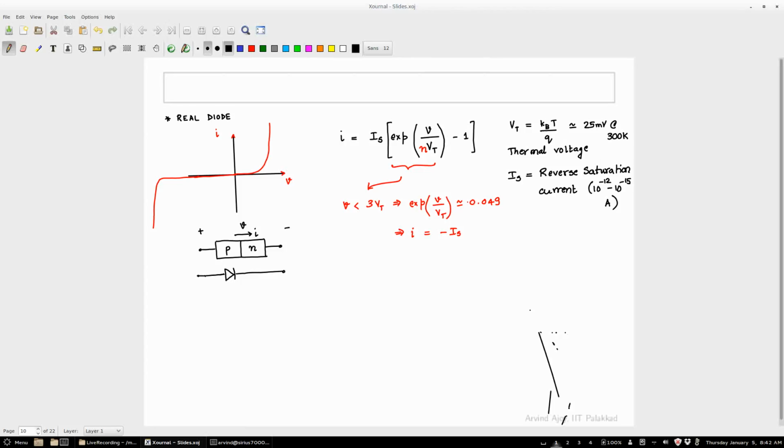So the normal course of flow is when you have positive voltage to the P side, negative voltage to the N side, and current goes from the P to the N side. Okay. However, if you apply a reverse voltage and you apply a high reverse voltage, something happens inside.